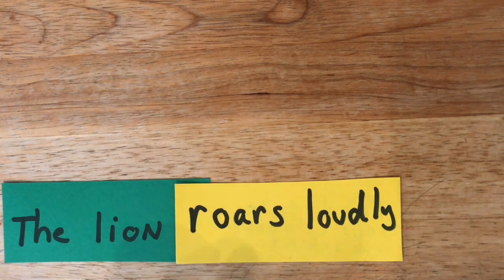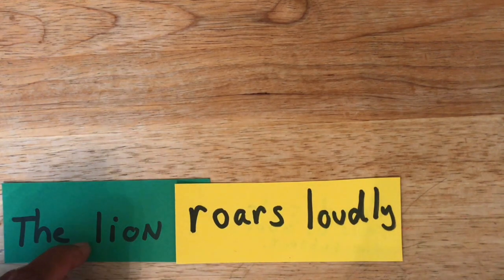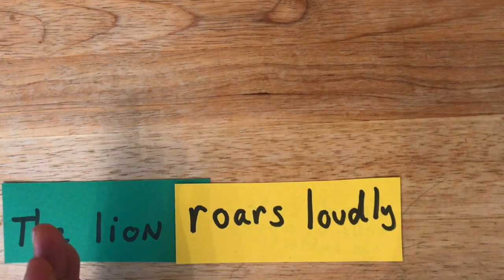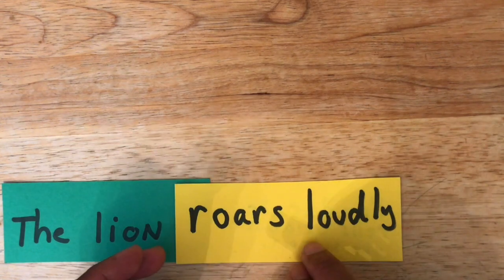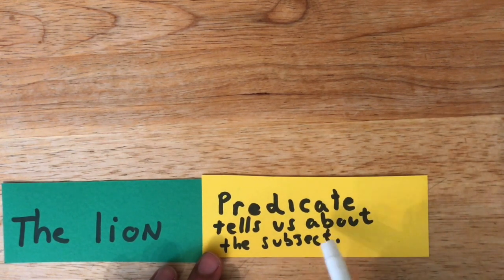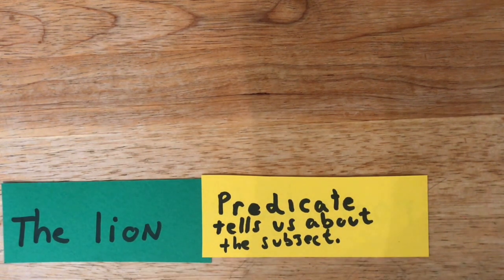Why? Because it's a complete thought. It makes complete sense. And why does it make complete sense? Because I have a subject and a predicate. That's why my sentence makes sense. It has a subject and a predicate. Remember, predicate is spelled P-R-E-D-I-C-A-T-E, and it tells us about the subject.